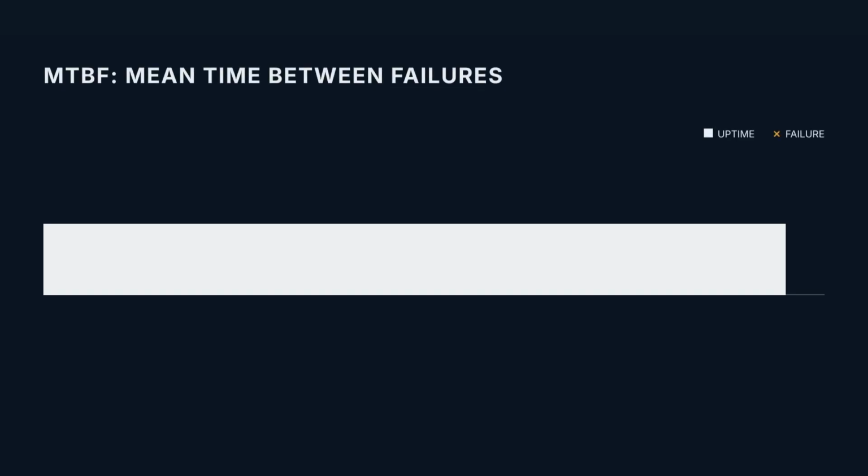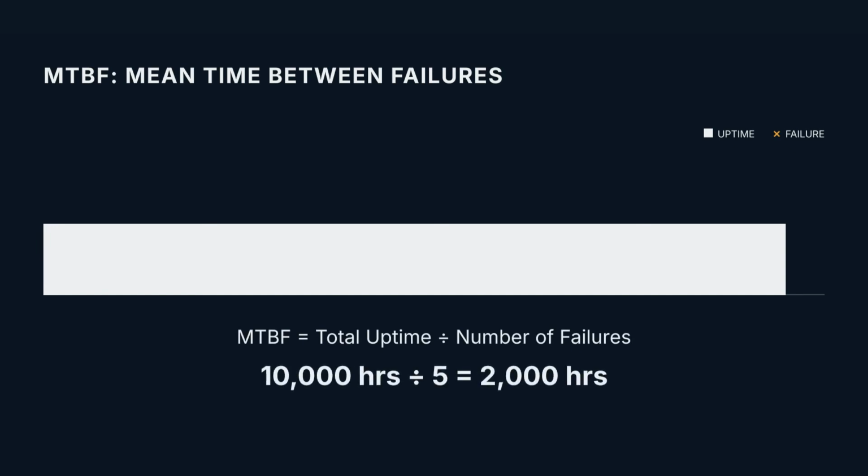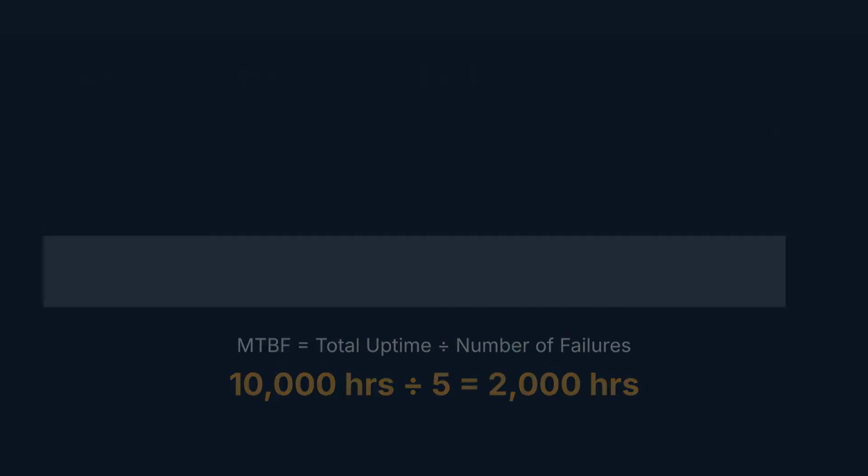MTBF, mean time between failures, applies to repairable systems. It's total operating uptime divided by the number of failures. If a compressor runs 10,000 hours and fails 5 times, its MTBF is 2,000 hours. But read that carefully. It's an average rate across a population, not a promise that any single machine survives 2,000 hours. Treating it as a guarantee is the first classic mistake.